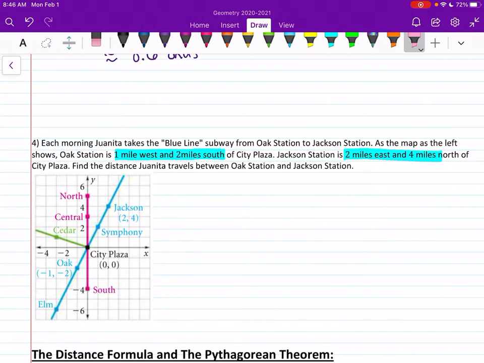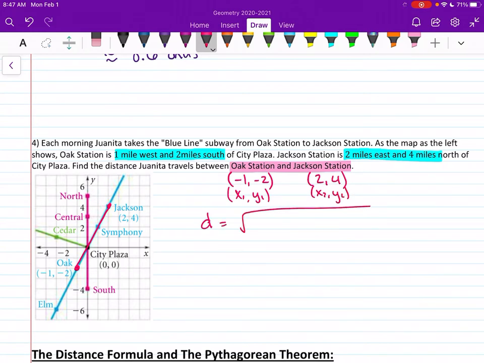Okay, well, let's look at the map. We're looking for Oak Station and Jackson Station, and we want the distance between those two. Oak Station is right here. So Oak Station is at (-1, -2) and Jackson Station is at (2, 4). And the city plaza is in between them, right? They are connected with a line, so she's not going out of the way. So I can just find the distance between those 2 points. I'm going to call the first point x1, y1, and the second point x2, y2, and plug it into my formula.